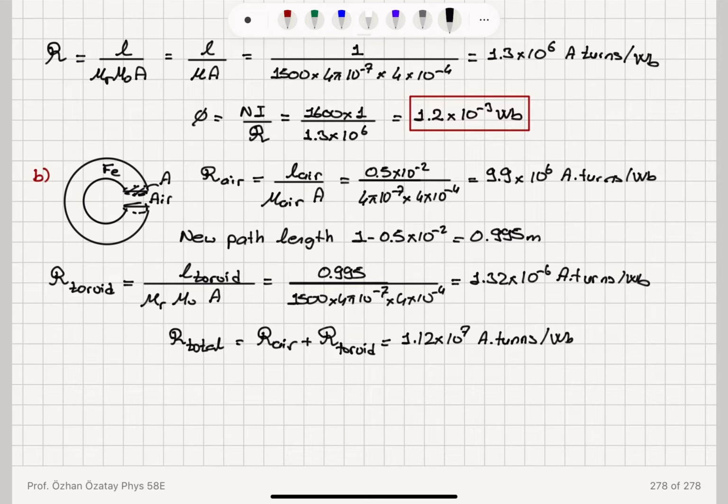Okay, so the flux is the magnetomotive force, the number of turns multiplied by the current I, divided by the total reluctance.